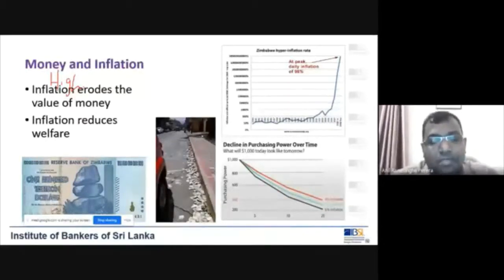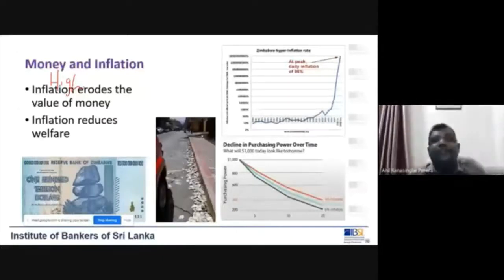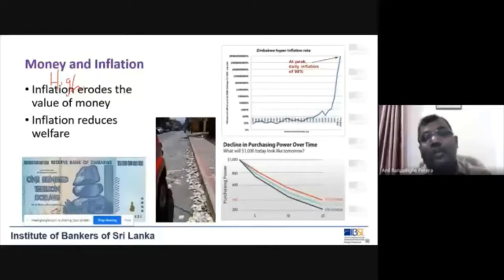It's only one incident. But if you take the entire economy as a whole, in general, that is affecting the entire economy, which means people's welfare. So inflation reduces the welfare of the economy and people's living standard. There is enough evidence to prove this. I have shown a couple of pictures here.